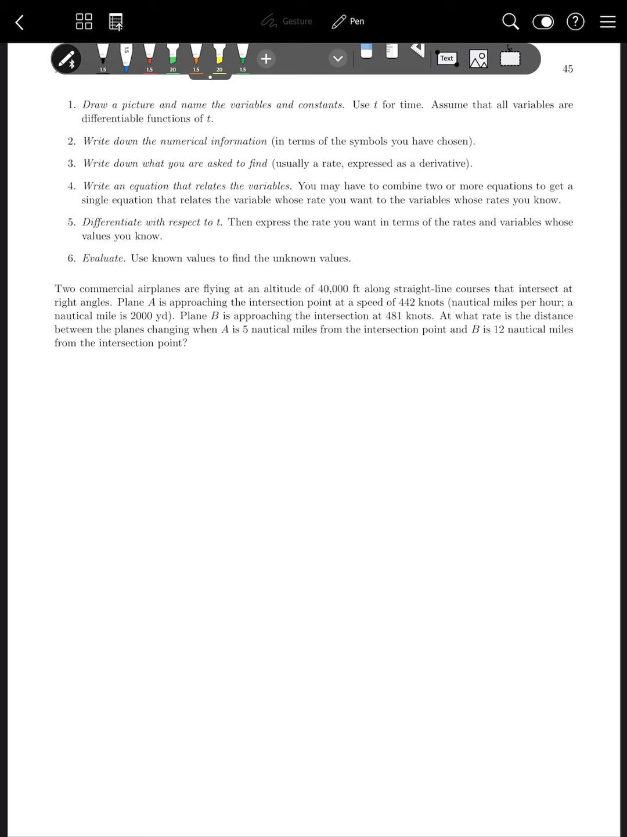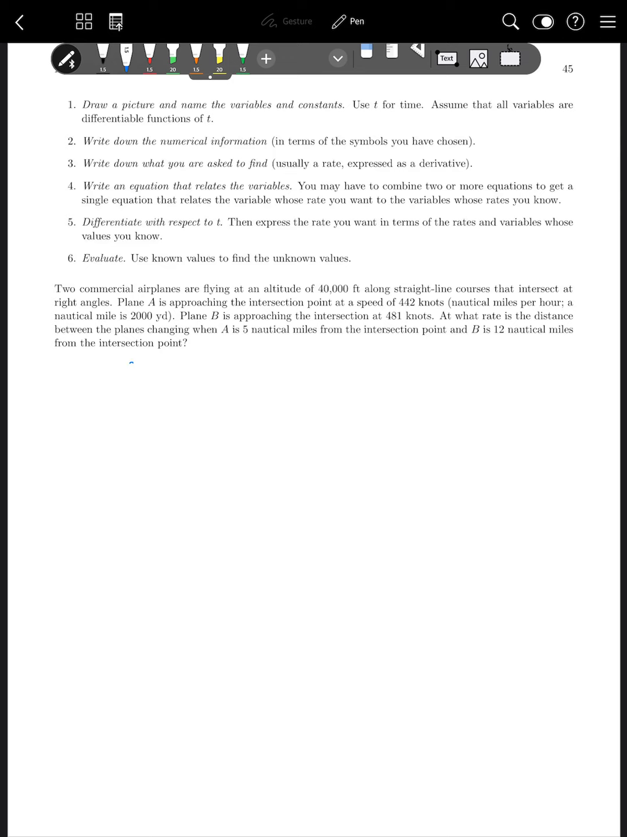Okay, so the idea here is we can draw a picture. Here's plane A, here's plane B. They're on an intersection course, so they're going to run through the same point, and they're at the same altitude, so that means we can think of this as two-dimensional. That's the only reason they tell you their altitude here, so that you're only looking at this in 2 dimensions.